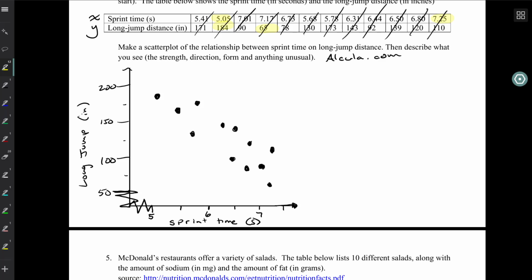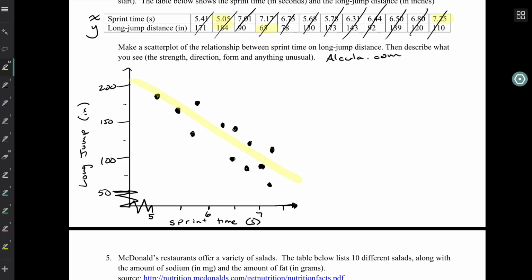Alright, so there's our scatter plot of each of our different individuals. Remember, each individual got an x and y coordinate point corresponding to their sprint time in seconds and long jump distance in inches. Now we just need to describe what we see. Well, the first thing I see is that this does form a linear pattern. If I were to draw some kind of shape that went through most of those data points, it looks like it would be a line. So I would say that's pretty obviously a line.